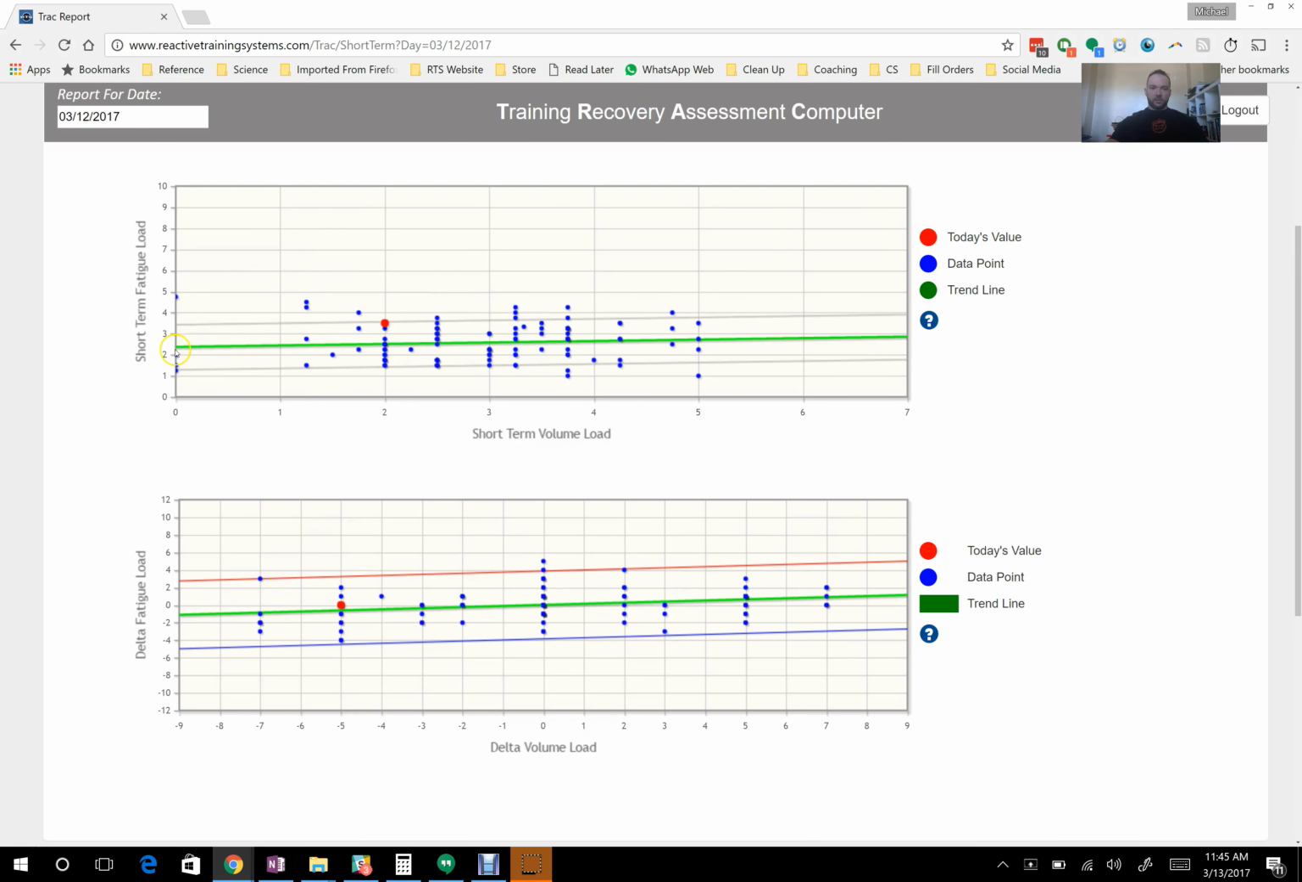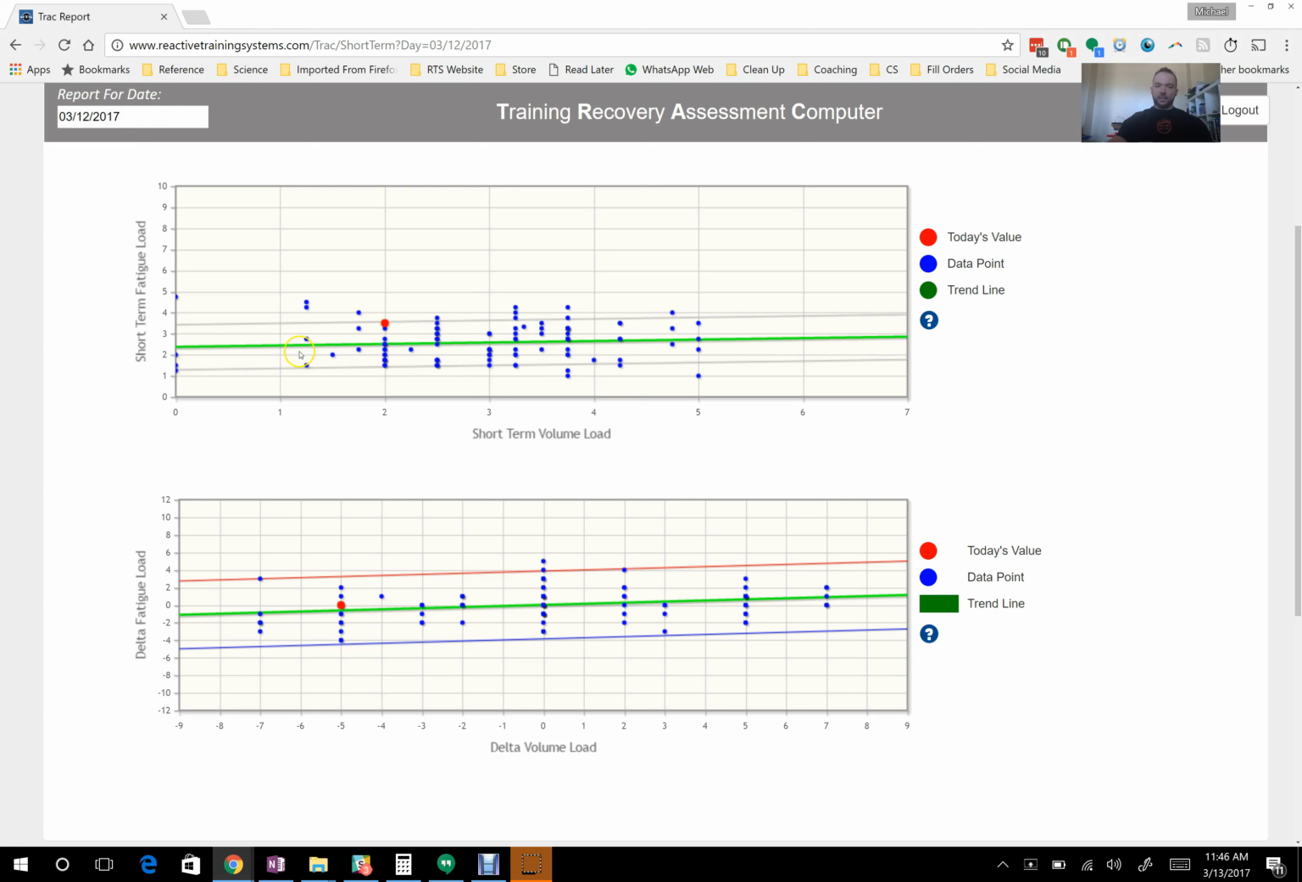So this is his short-term fatigue graph. So we can see that what this green line represents is their trend line. All the blue dots are data points, and the red dot is today's data point. So what this tells us is this green line is the average of what happens. We have short-term volume load on the bottom here and short-term fatigue load on the top. So short-term in the context of Trac is 4 days.